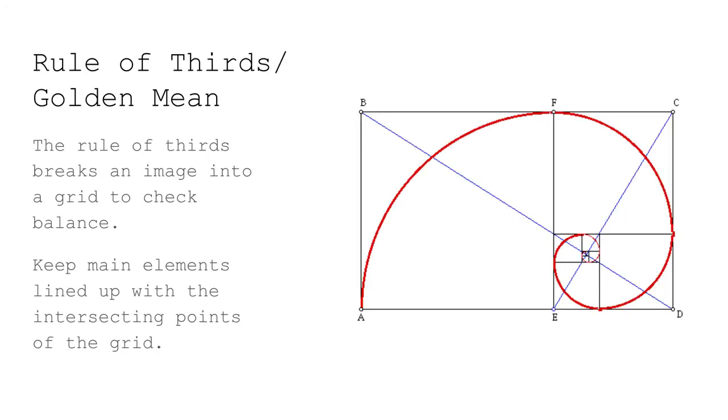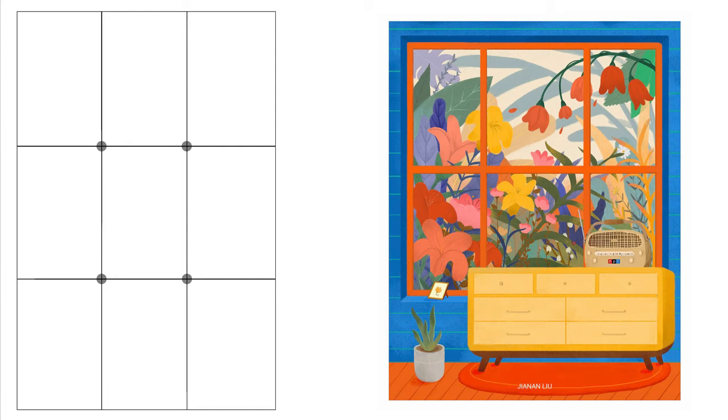You may have heard of the rule of thirds or the golden mean. The rule of thirds breaks an image into a grid to check balance, and it keeps the main elements lined up with the intersecting points of the grid. So you may have seen this graph before. Basically, it creates a focal point where there's more detail and things come together in one spot, or where there might be more contrast. It points out different places where this focal point might be. So there are 4 different points where the main focal point could be.